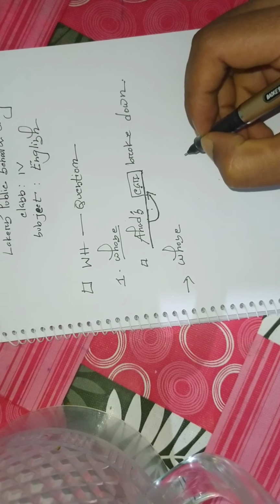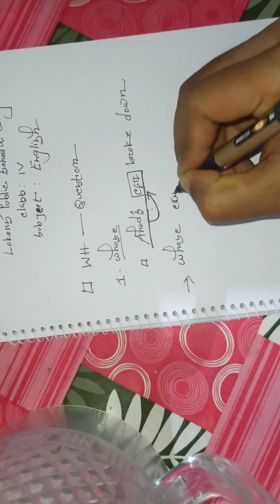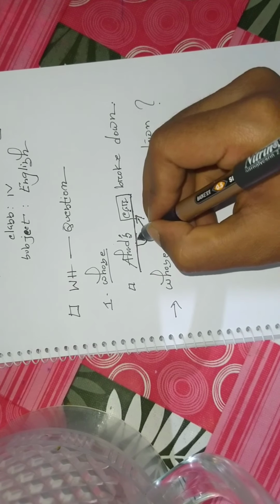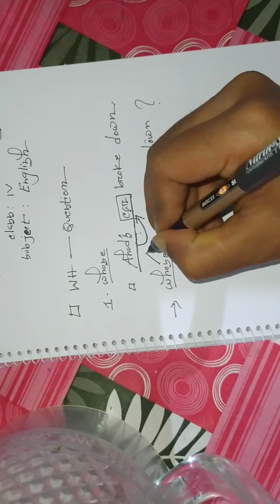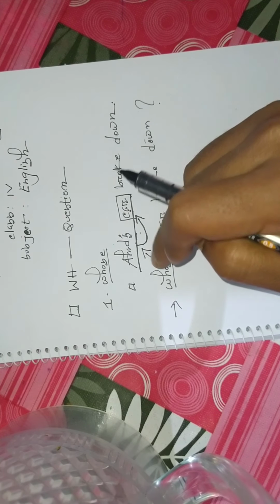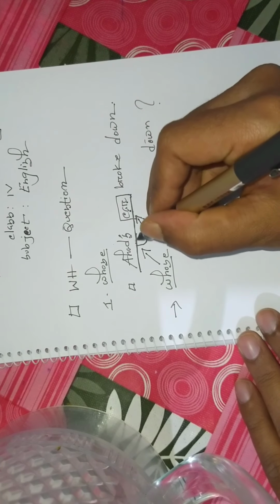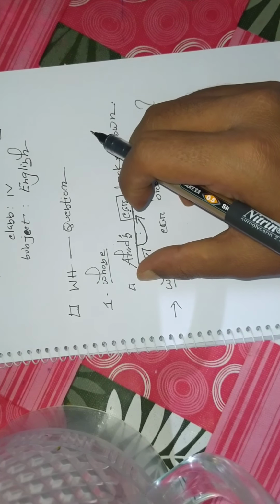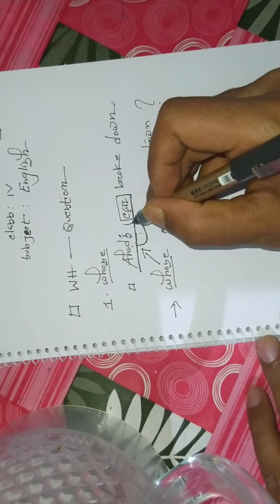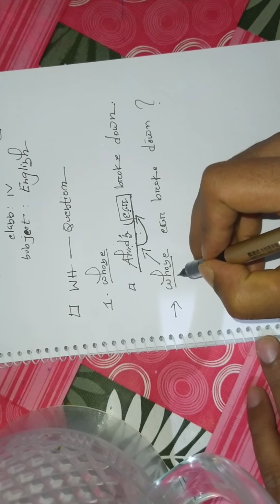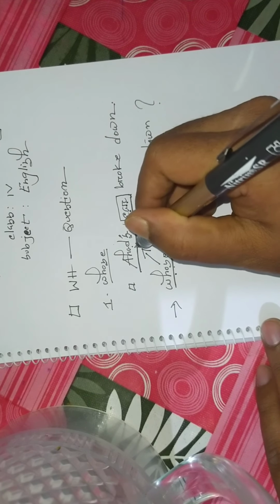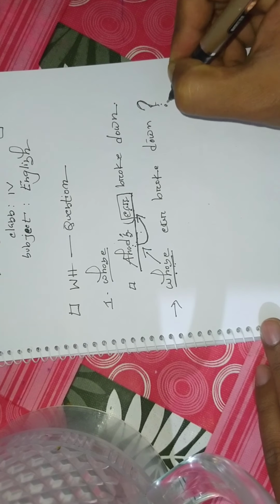Actually, you have to write: Whose car broke down? You just write whose in place of Ahad's. So if you want to make a question when there is an apostrophe s, a possessive case, meaning that person is the owner of the thing written after the apostrophe s, then you have to use whose. If you place whose in replace of this word, you will be able to make a correct WH question.